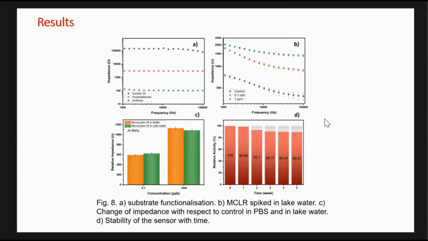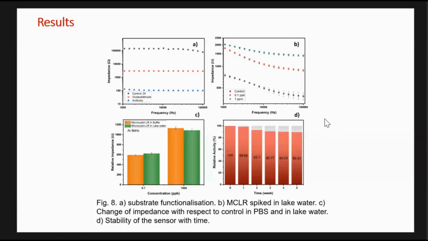These are preliminary, very preliminary results. This is basically the binding when you're doing it. There's a baseline of DI water, then the glutaraldehyde and antibody. Now this is the lake water signal. For lake water, we are taking lake water and spiking it to 0.1 ppb, because our limit is 1 ppb.